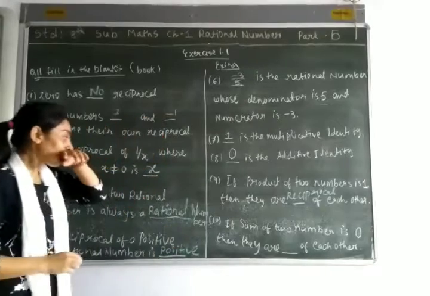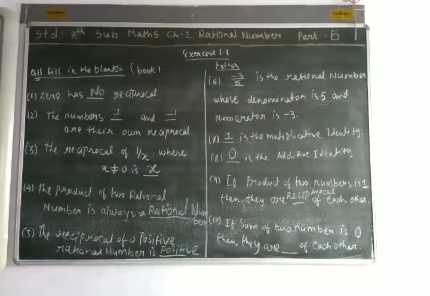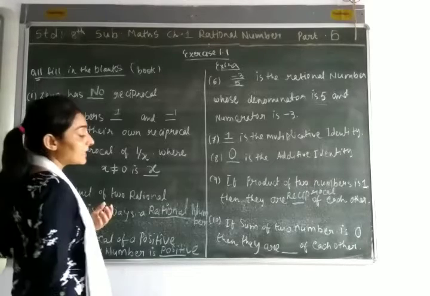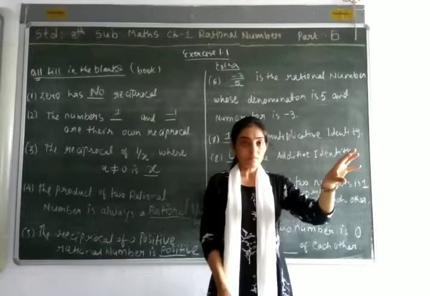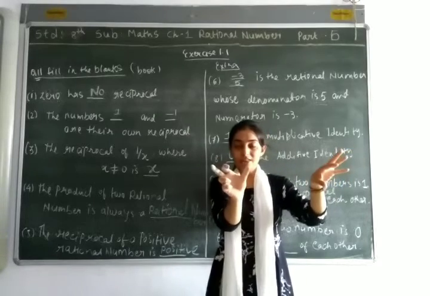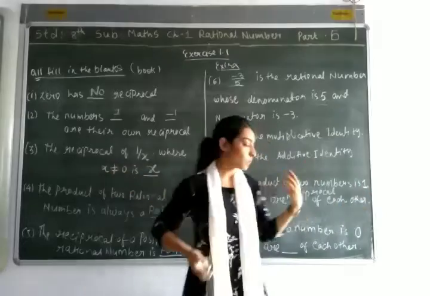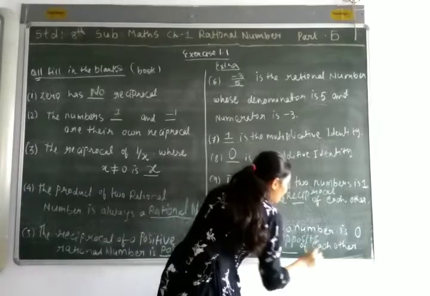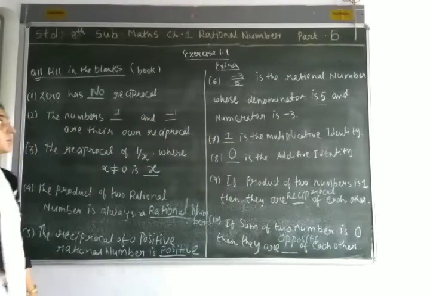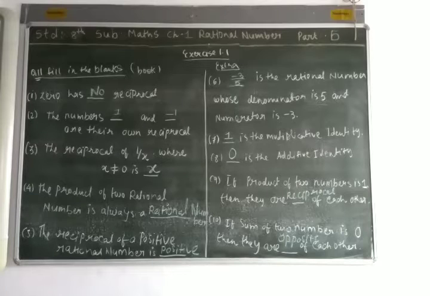If the sum of two numbers is 0, then they are... okay, if you take any number and you just write the opposite of that number, what will you get? 0 only. So the answer is opposite. Okay, opposite. So let's move towards the remaining exercise.